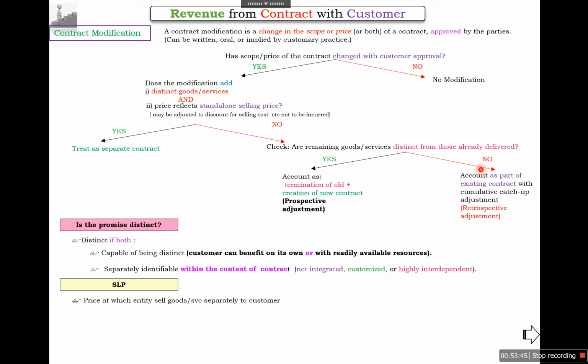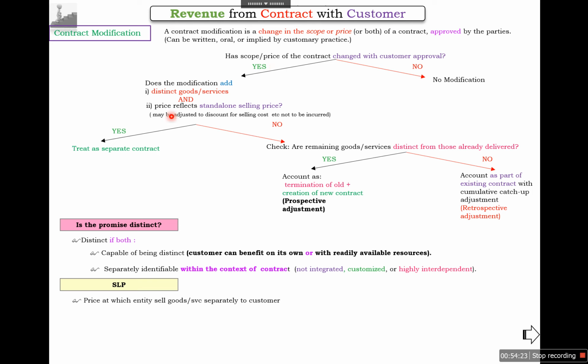Let's discuss it again. First, there is a contract modification, and the modification is in the form of scope or price or both, and it is approved by the parties. So first we'll check whether the change in scope or price is approved. If it is not approved, there is no modification as per Ind AS 115. And if it has been approved, then we need to check two conditions: whether goods are distinct and prices are standalone price.